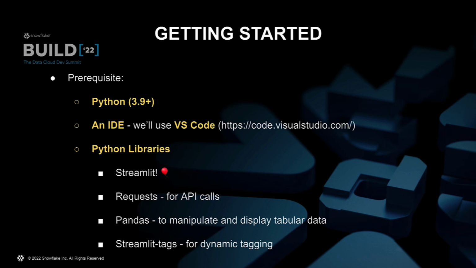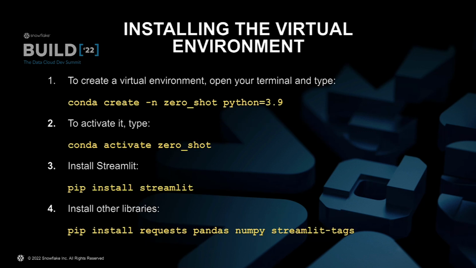With regards to Python libraries, we'll certainly need to download Streamlit, requests for the API calls, pandas to manipulate and display tabular data in our tables, and also a Streamlit component called Streamlit tags, which we'll use for dynamic tagging. And we also need to create a virtual environment.